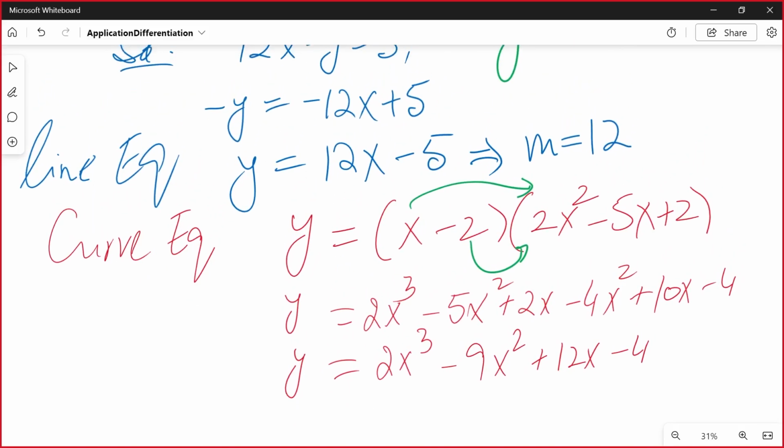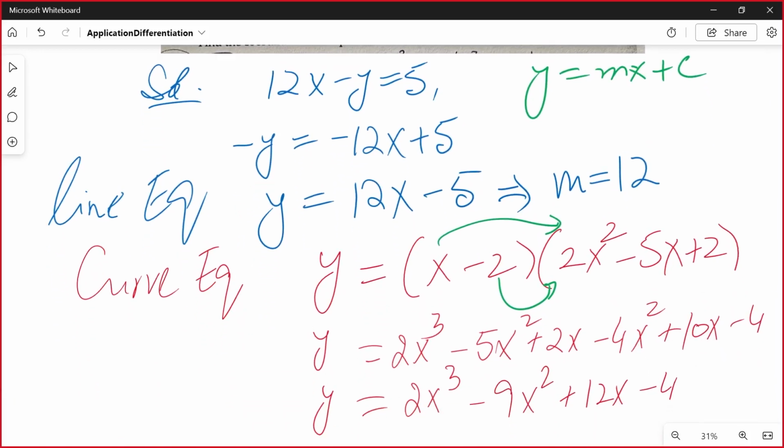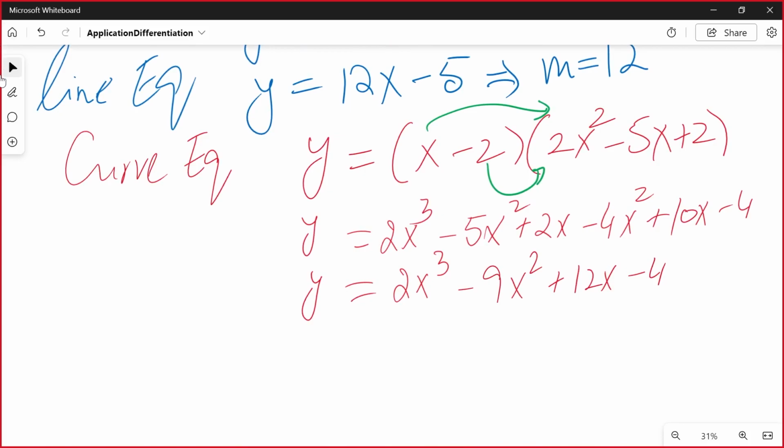Now we are told that the tangents to the curve at A and B are parallel to the line given. So find the coordinates of the points. First let's say at point A, we consider point A. What would be dy upon dx now?